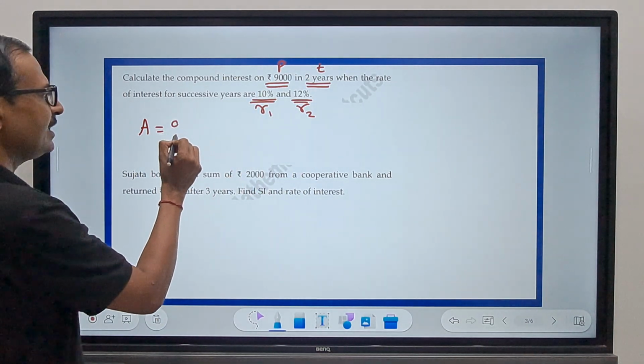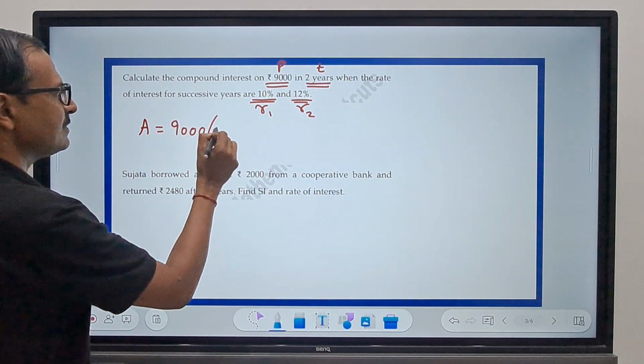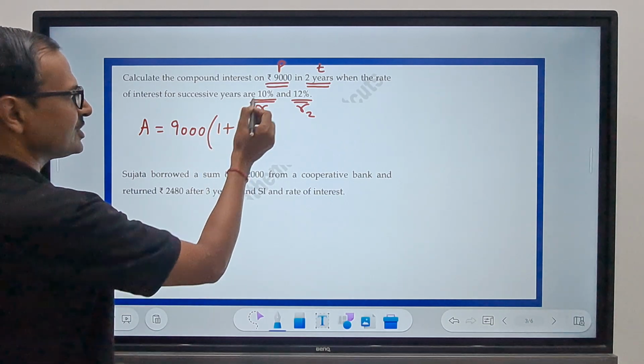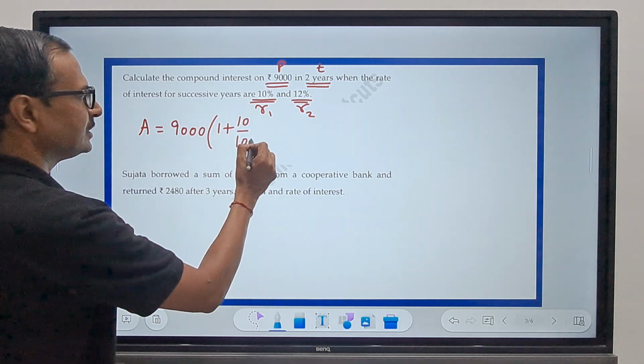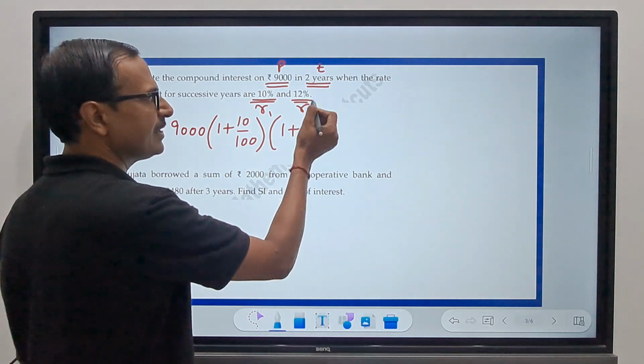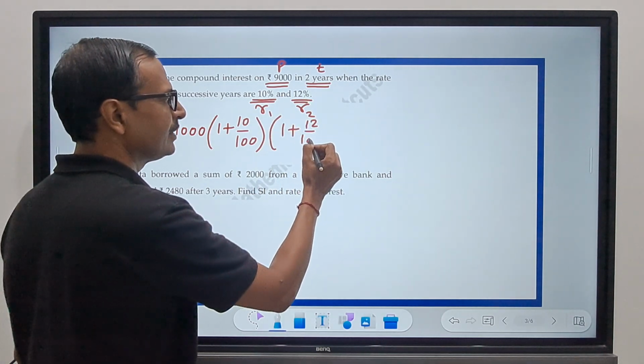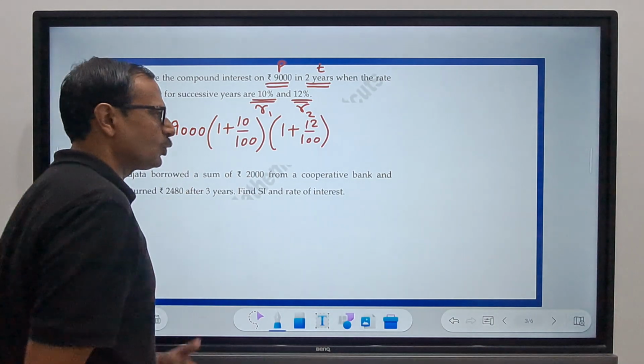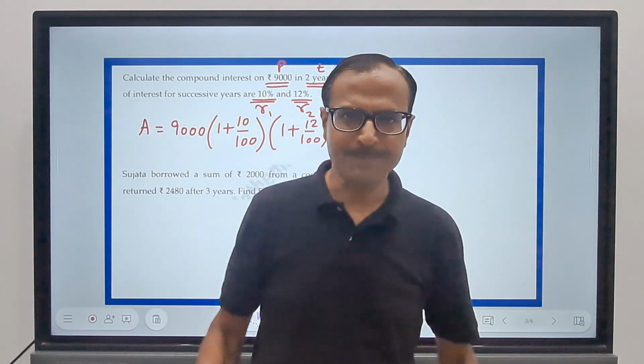This is P, which is 9,000 times 1 plus R1, which is 10, so 10 by 100. This is for the first year, and I will multiply it by 1 plus second year is 12, right? So 12 upon 100, that's it. So I have to do this calculation and I will get my answer.